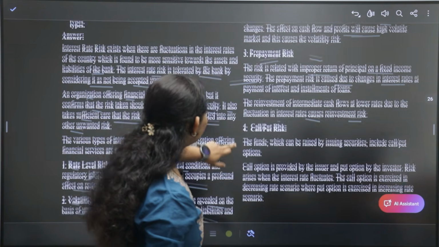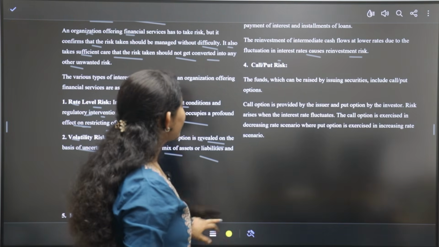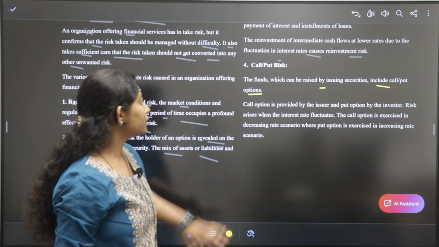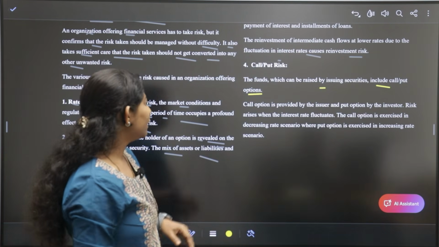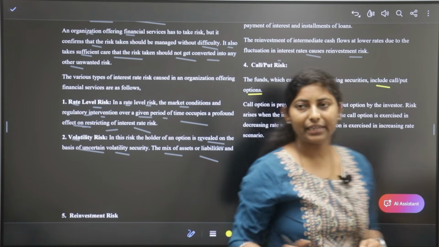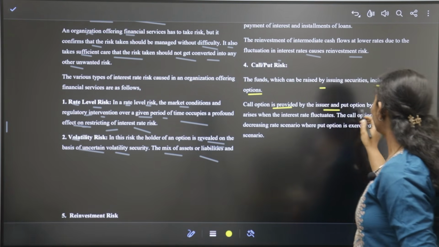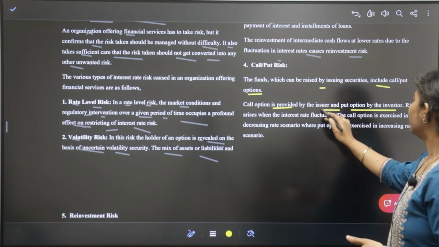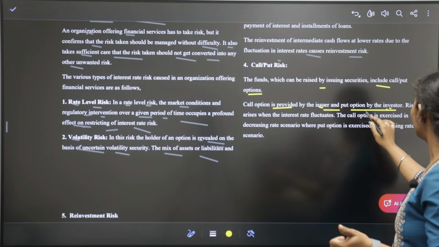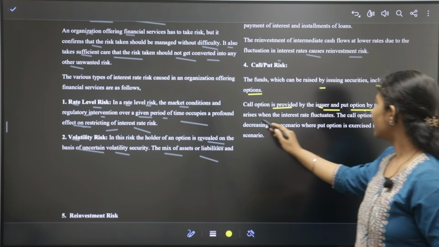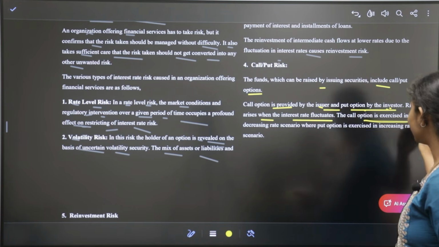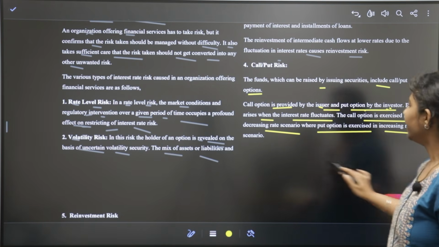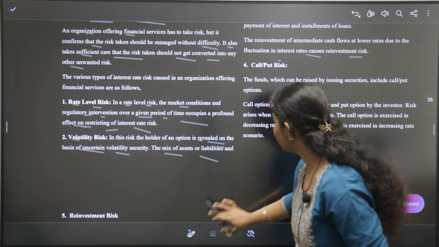Next, call or put risk. Here the funds which can be raised by issuing securities include call and put options. This comes under options. We'll discuss it clearly in the next questions; here we'll discuss it just slightly. A call option is provided by the issuer and a put option is provided by the investor. Call option is for your issuer, the giver or seller, and put option is for your buyer. So risk arises when interest rate fluctuates. The call option is exercised in a decreasing rate scenario, whereas the put option is exercised in an increasing rate scenario. We'll discuss further in depth.